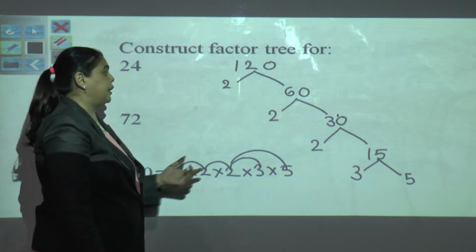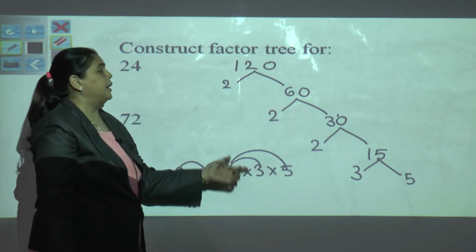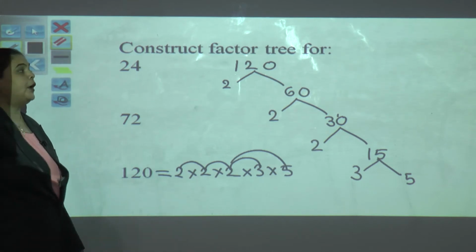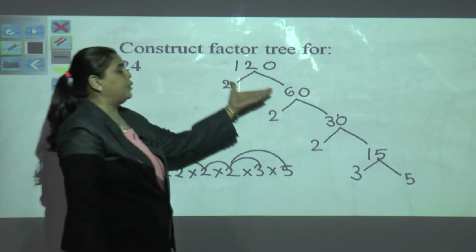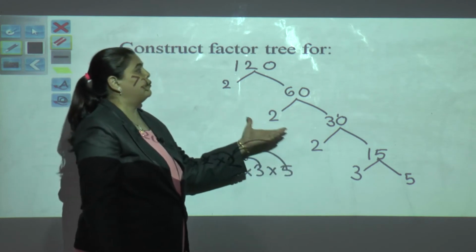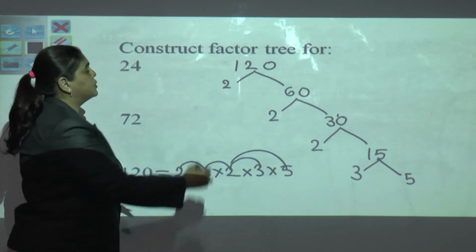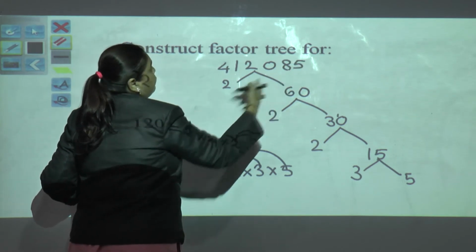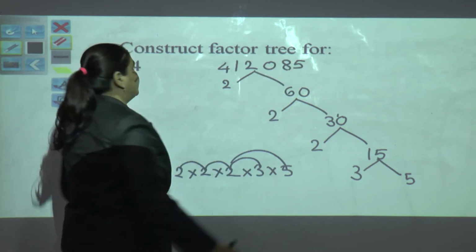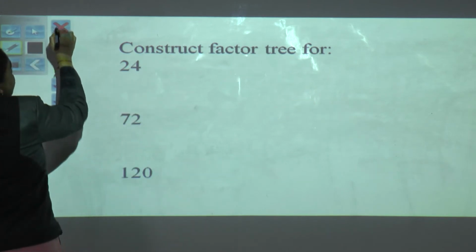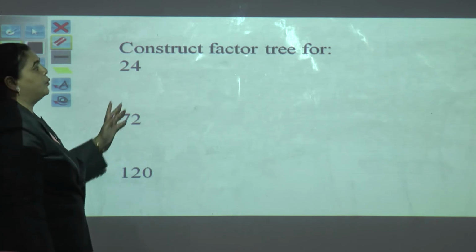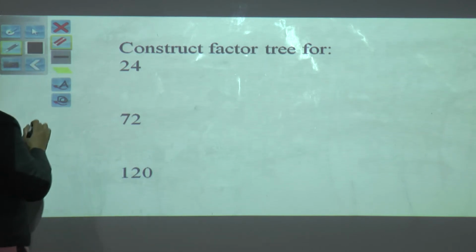8 5s are 40, and 40 3s are 120. These are the factors of 120, and slowly when you have practice of this, you will find out. Suppose I am giving you a large number in this way, you can also find the factors. Understood? So please try to solve different types of examples, write your own numbers and practice this factor tree method.